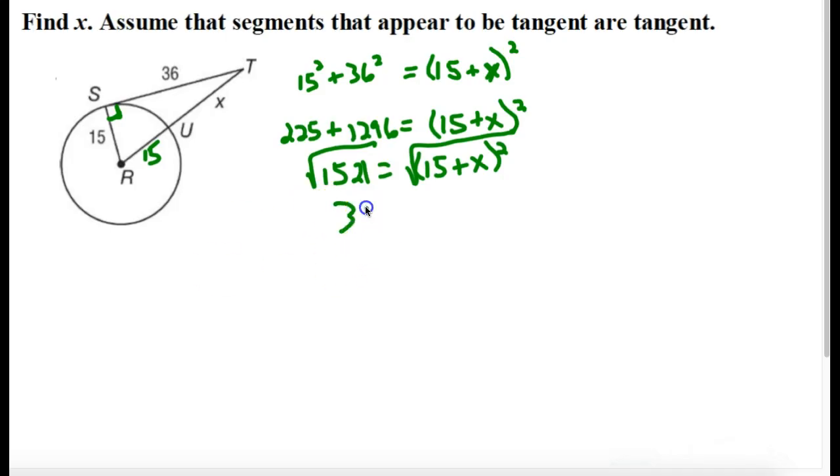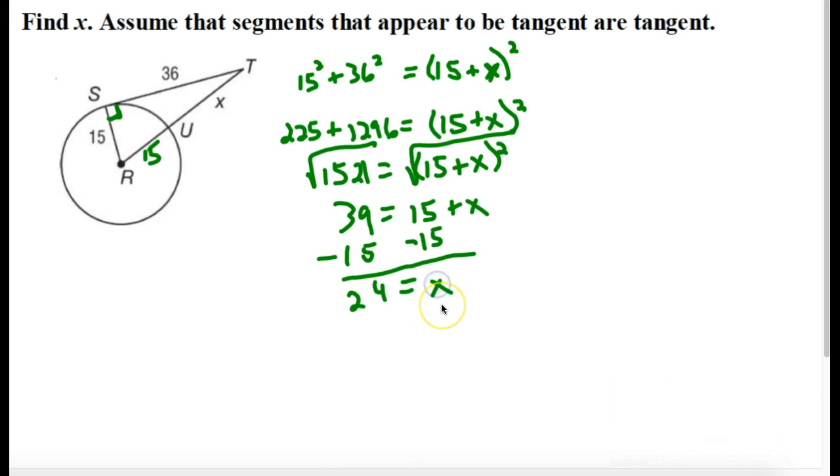So we end up with 39 equals, so we still get the whole thing that's inside of the parentheses here, 15 plus x. So now, to get the x by itself, I can subtract the 15 over, and we would end up with x equals 24. All right.